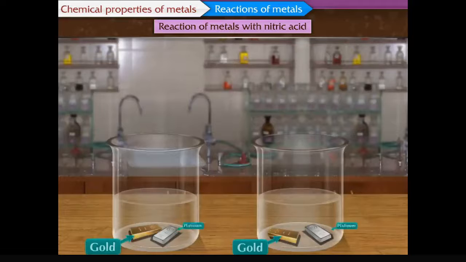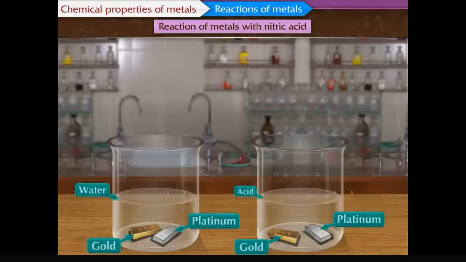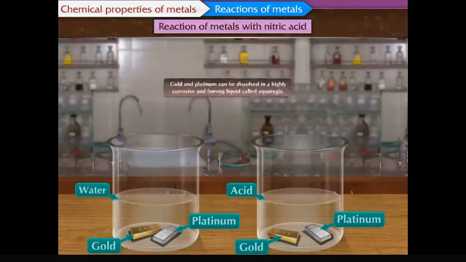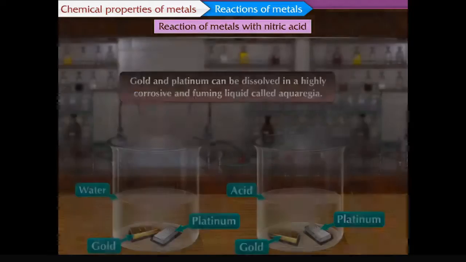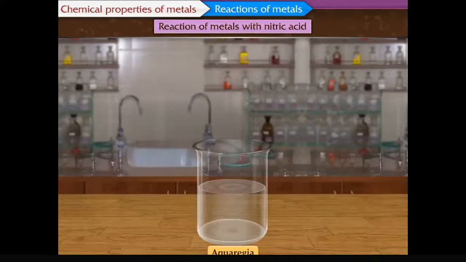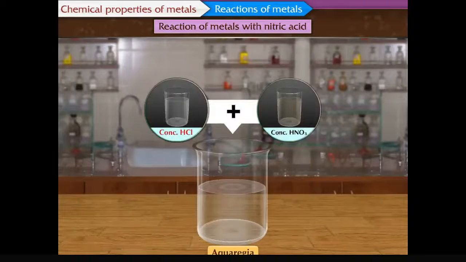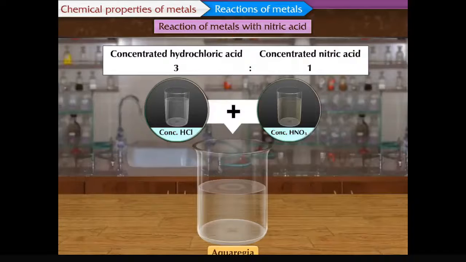We know that gold and platinum do not react with water or any acids. They can be dissolved in a highly corrosive and fuming liquid called aqua regia. Aqua regia is a freshly prepared mixture of 3 parts of concentrated hydrochloric acid and 1 part of concentrated nitric acid, the ratio being 3:1. Let us now perform an activity to understand how metals react with solutions of other metal salts.